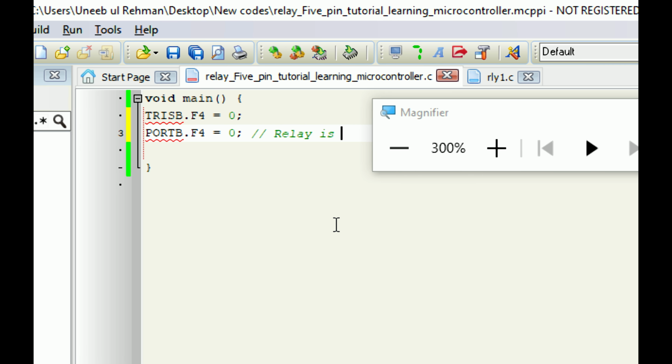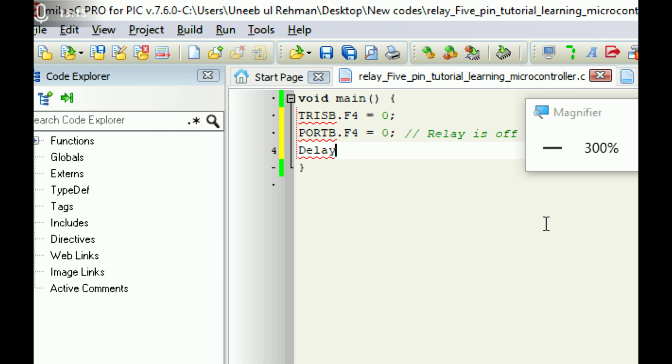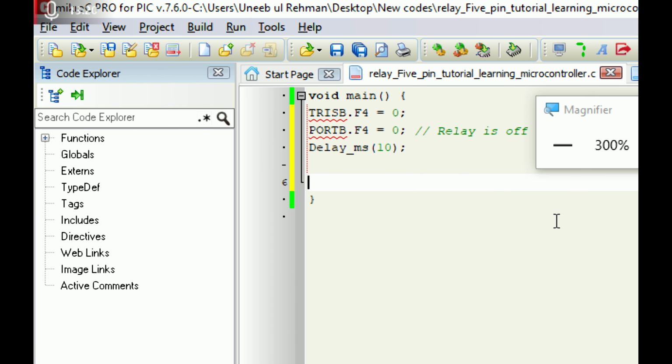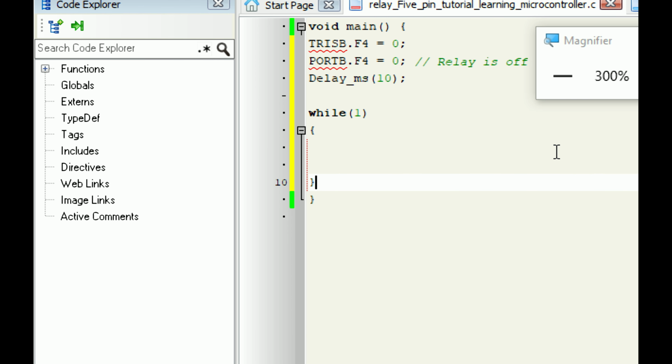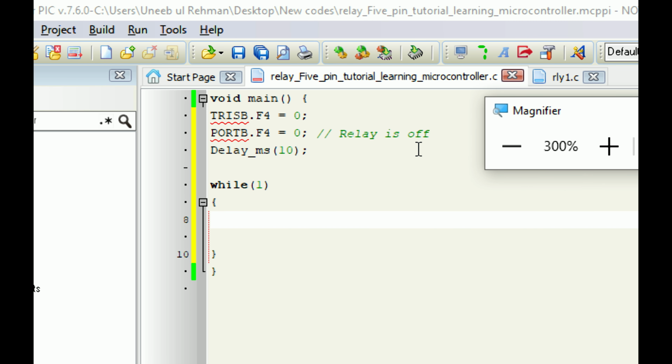Relay is off. So we give some initialization delay, not necessary, but I always suggest you give it in the one-time loop. Now we move to the forever loop. Write down while 1. Forever loop starts here, ends here. So we just write a simple code that the microcontroller will turn on the relay for 1 second and then turn it off for 1 second. So our bulb will toggle by 1 second.